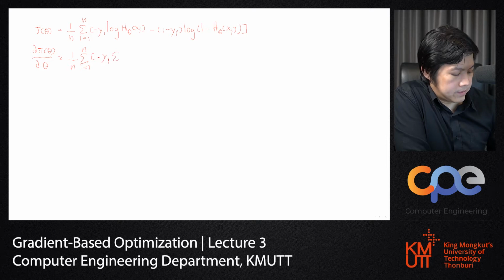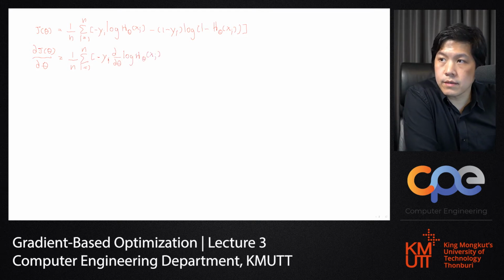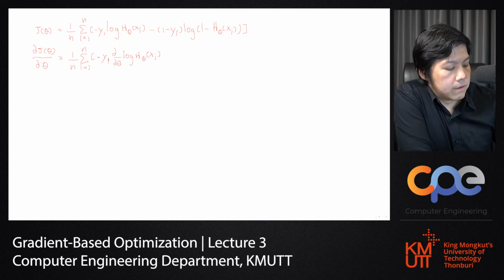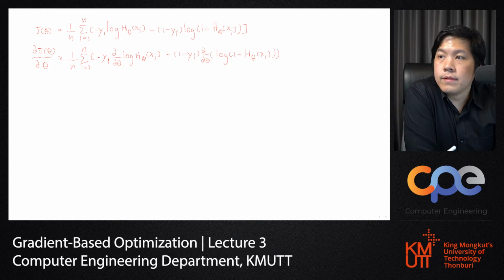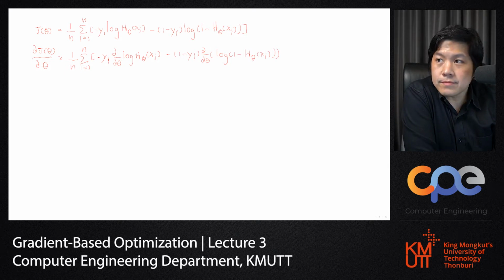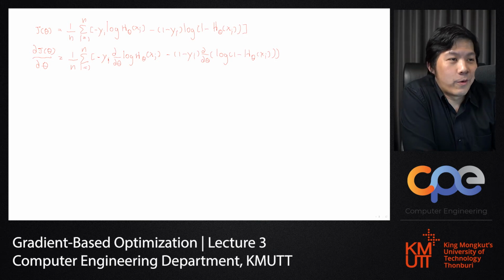Yi. Then we got summation. Oh, sorry. ∂ by ∂theta of log of h theta xi. And minus (1 minus yi) and ∂ by ∂theta of log of 1 minus h theta xi. Okay. I haven't done derivatives for quite a while, so I'll try to go slowly.